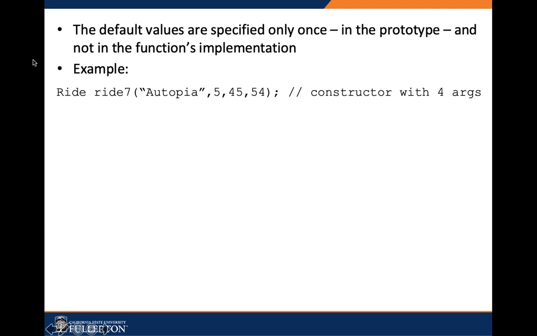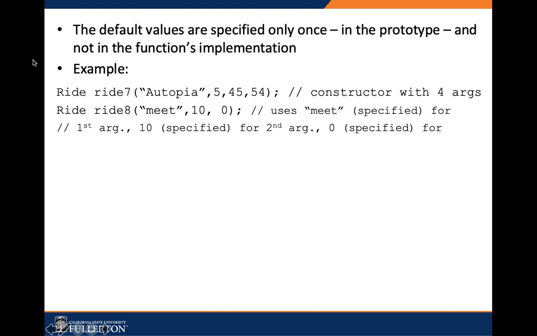For example, if we have the object write7 of type Write, and the object has been declared with 4 arguments, then the constructor with 4 arguments is called. If we have another object, write8, of type Write, and we call it with only 3 arguments, then the first argument will be what is specified, the second argument which is specified is 10, the third argument which is specified is 0, and then for the fourth argument we'll get the default value, which is 1.